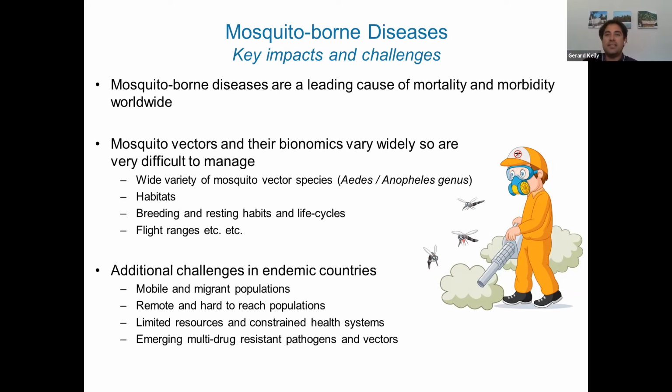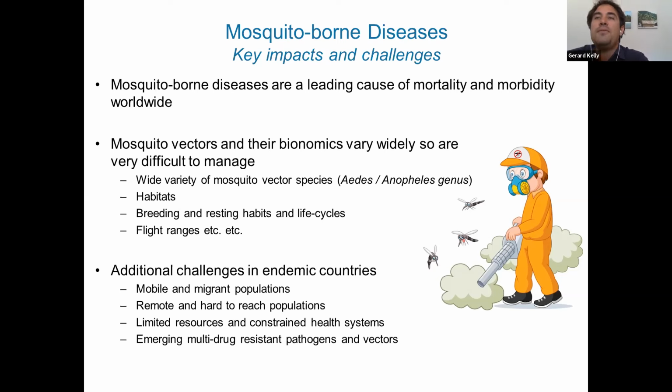What makes it challenging to deal with mosquito vectors in particular are largely their bionomics and the fact that there are so many different types of mosquito species. As a result, their habitats vary widely, as do their behaviors and environmental behaviors. When we talk about those, we're talking about how they breed, how they rest, what their life cycles are, even their flight ranges, where they live, where they sleep, and so on.